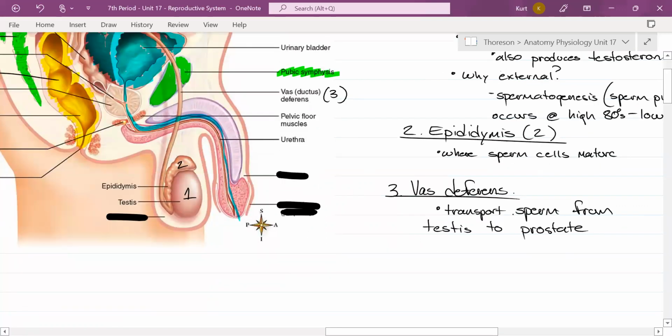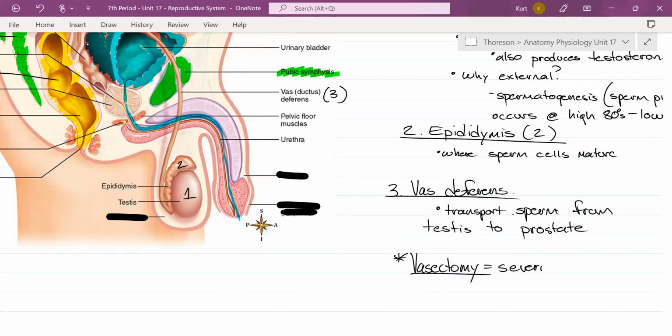Now, some of your dads might have the following. What do you call that procedure where a family has had enough children and they're ready to have a permanent form of birth control? This is called a vasectomy. A vasectomy is the severing. Oh, I forgot to say, you have 2 vas deferens if you didn't get that. The severing of both vas deferens. It's basically birth control, permanent.